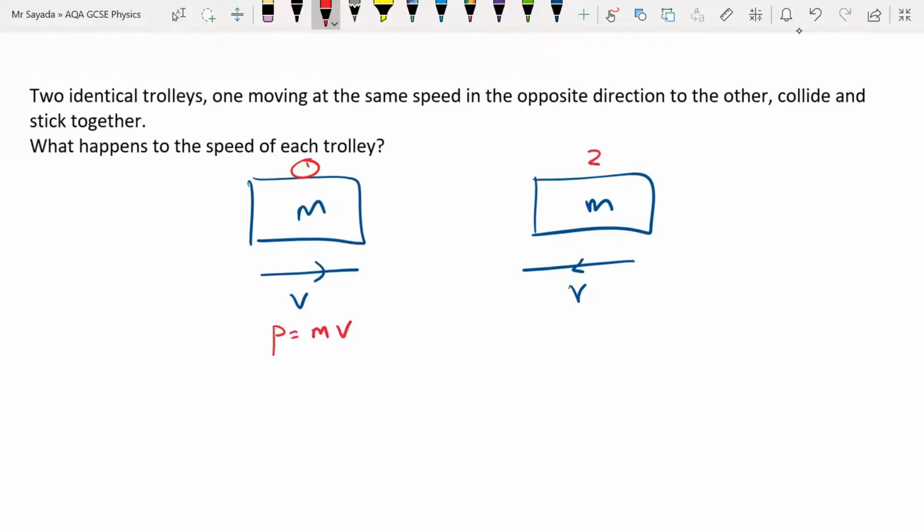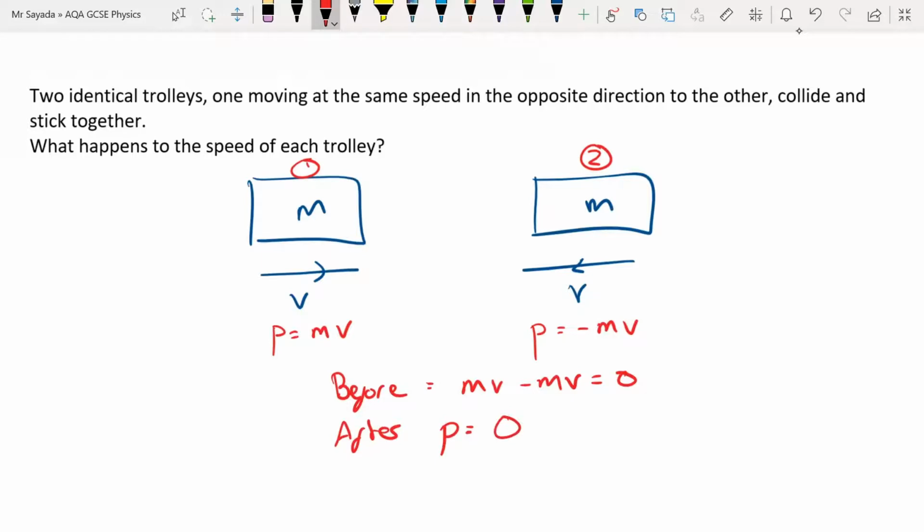And what's the momentum of trolley 2? Well, you shouldn't have said m times v, you should have said minus mv. Why? Say your answer to the video. Well, it's moving in the opposite direction. So the total momentum before the collision is mv minus mv, which is 0. So the total momentum after the collision needs to be what? Say your answer to the video. The total momentum after the collision needs to also be 0. So what actually happens is they just completely stop. They'll crash into each other and they'll stop.